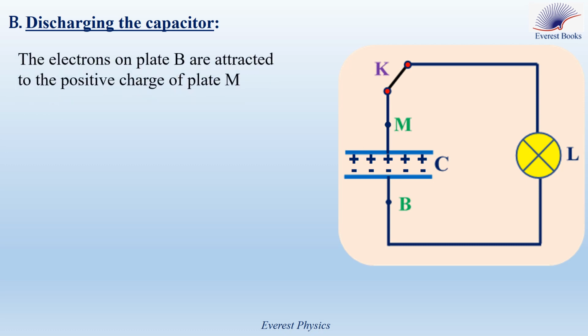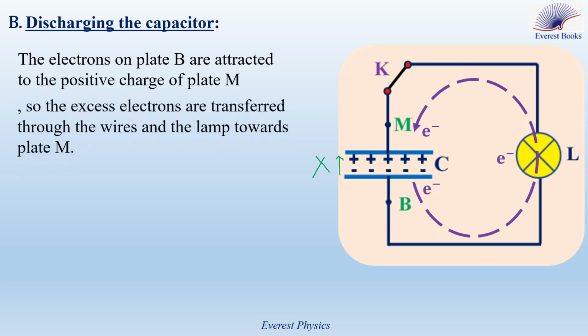The electrons on plate B are attracted to the positive charge of plate M. But as we have seen in a previous slide, the electrons cannot transfer directly from plate B to plate M through the dielectric because it is an insulating material. Instead, the excess electrons are transferred through the wires and the lamp towards plate M. Now, when all the excess electrons of plate B are transferred to plate M, the electric equilibrium is attained and the capacitor becomes uncharged.